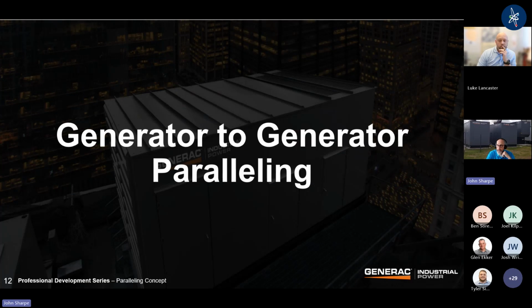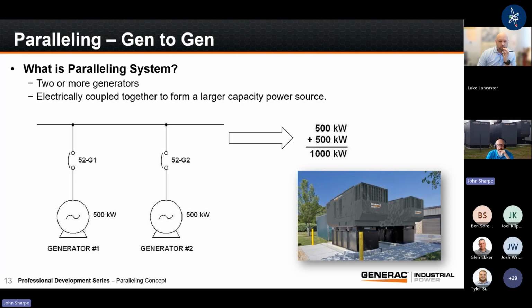Okay, generator to generator paralleling. So we've talked about paralleling and synchronizing to the utility. Let's talk about gen to gen for a little bit. Okay, so what is a paralleling system, and why would you do a paralleling system, right? What we're talking about here is tying multiple sources together to be able to use the benefit of building blocks, right? You usually parallel generators for one of 2 reasons.